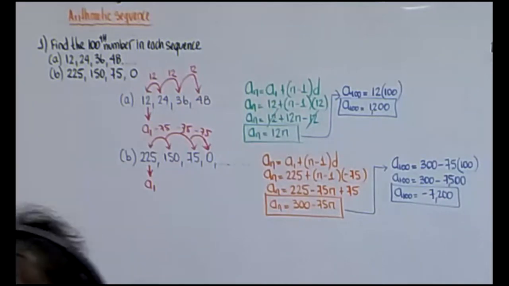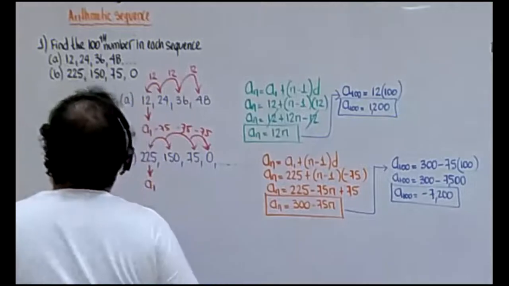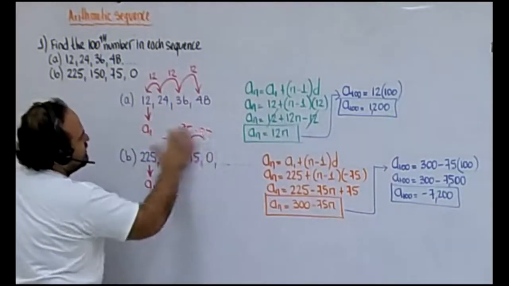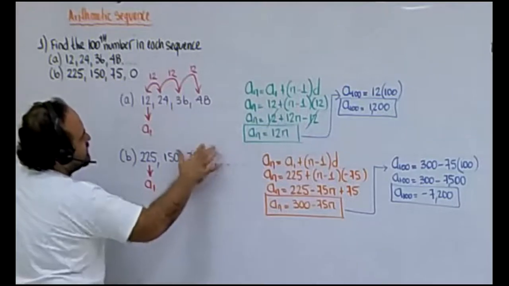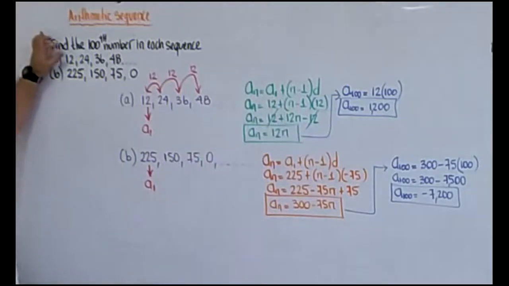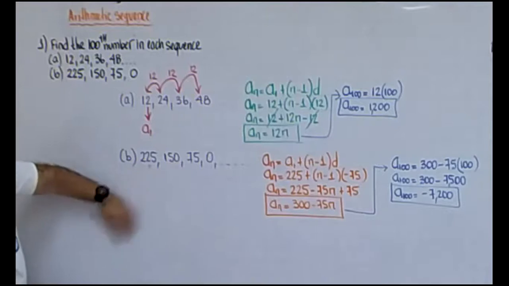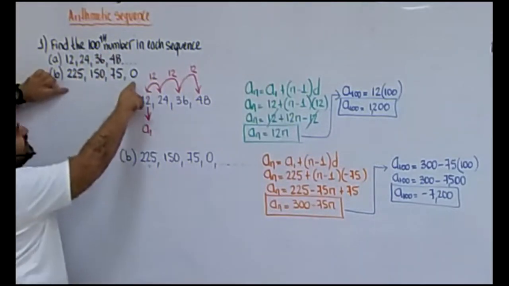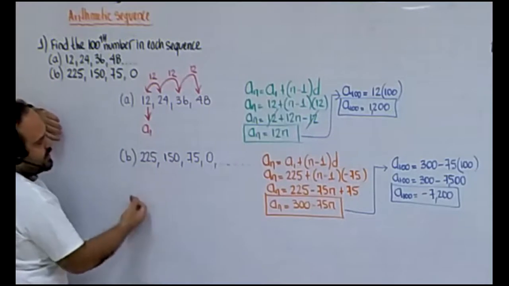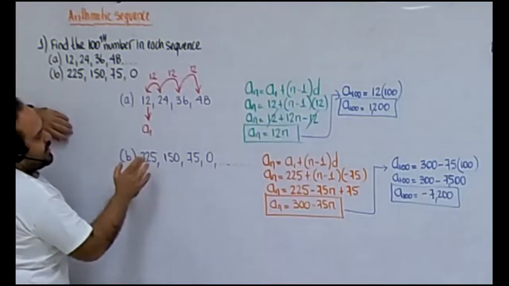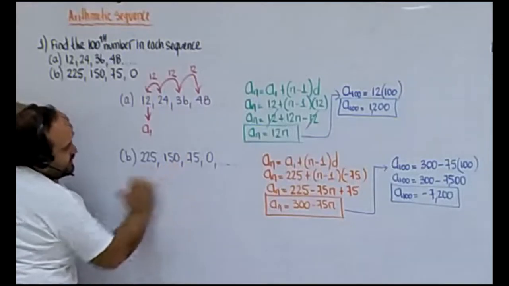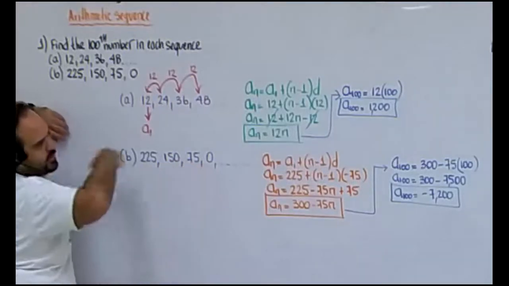So I'll say it again. I'm going to erase this part just to avoid confusion. Remember the instruction says find the 100th term in each sequence. So I'm going to take the second sequence. The second sequence is 225, 150, 75, 0, and so on.